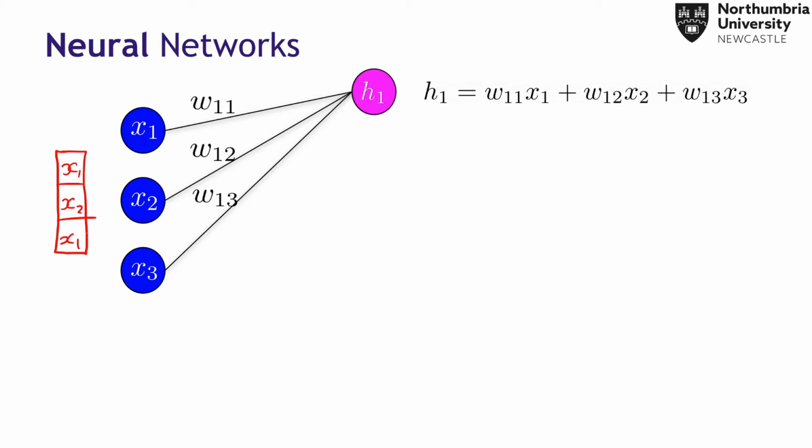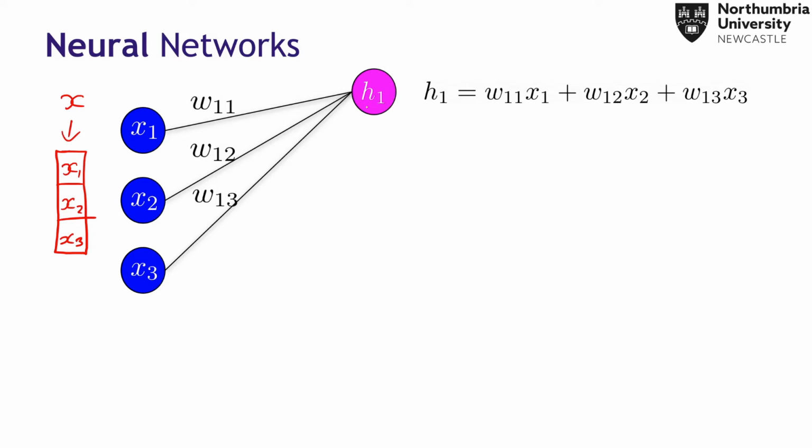So that's just going to be x1, x2, and x3. And we're going to call this input x. Now for each node in the hidden layer, we're going to create a connection to every single node in the input layer. And on those connections, we're going to place a weight.